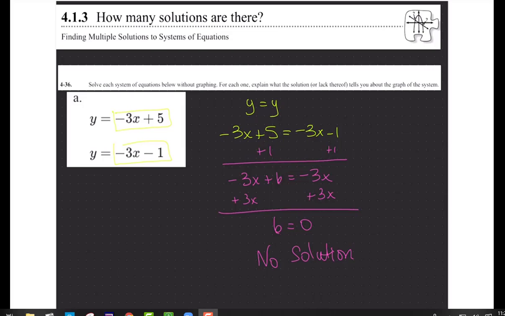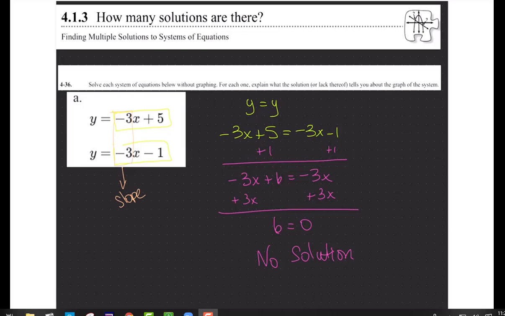Is there any other way we could have looked at this problem to know that we had no solution? What's the other thing we could have done? You could have just looked at it and said negative 3x and negative 3x. What's that negative 3 tell us in this problem? It's the slope. Yep, that is exactly it. That's the slope of the line, right?